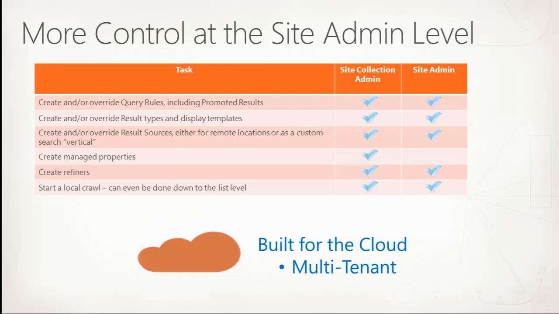On both levels, site levels and site collection levels, you can create refiners. So you can say, okay, in my HR department we need these properties to be refiners. So you are able to create those refiners for your local search centers. And the same can be said about the query rules, the result types, and the result sources. So you can create them and override them on your site collection or site administration level. So let me show some of those examples now.